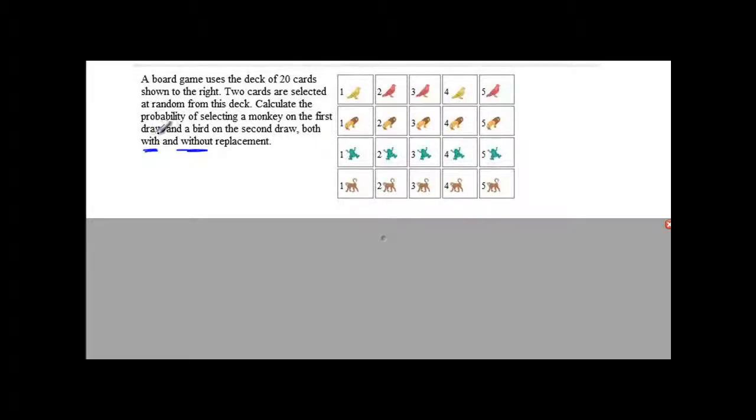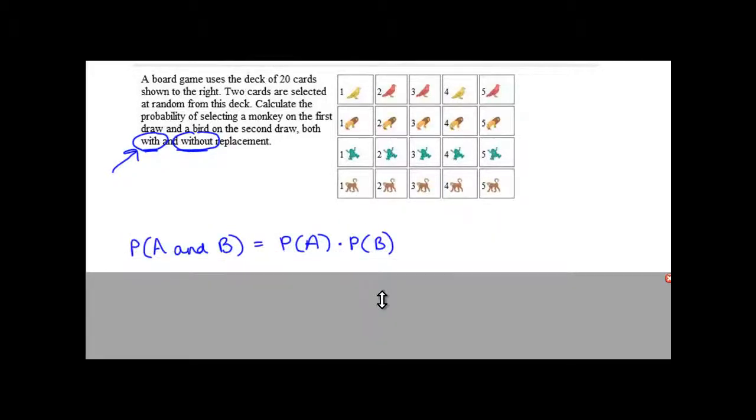And we're going to have two different problems here. The first one we're going to have with replacement, and the second one would be without replacement. So let's first look at this problem assuming that once we draw the first card, we're going to put it back. We're going to replace it. Because you would see in this problem the word and, we've got two events occurring. So we want to find the probability of both A and B, and the formula would use multiplication.